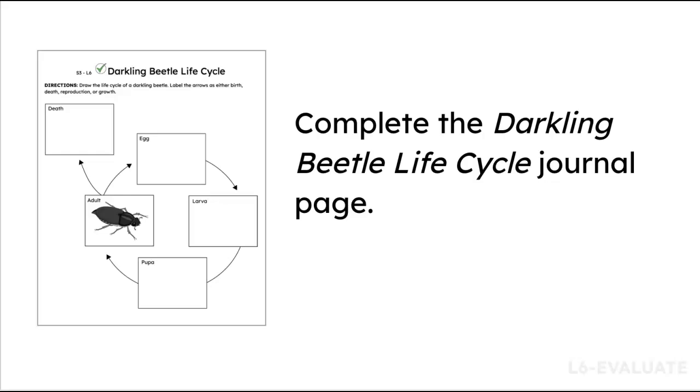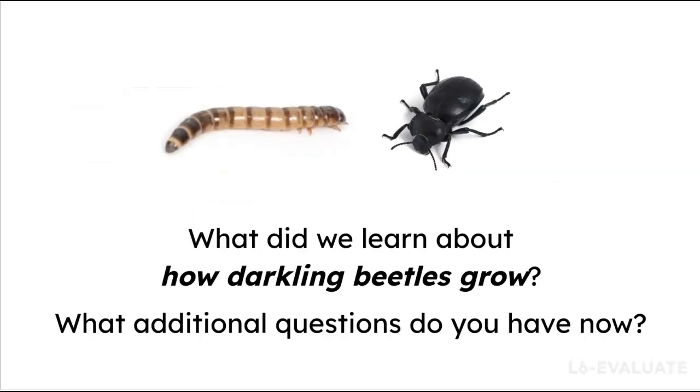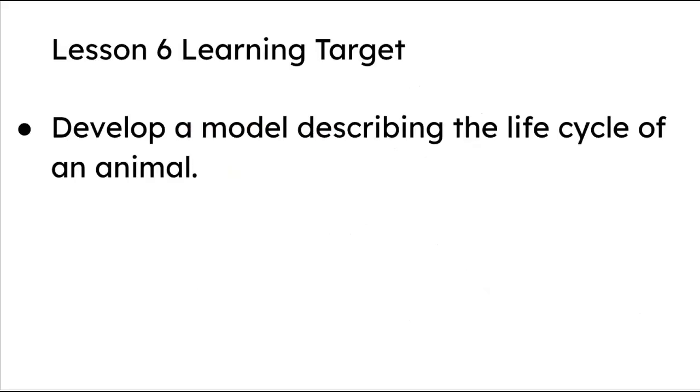For the Evaluate portion, you'll have students complete the Darkling Beetle Life Cycle student journal page. To support student sense-making across the unit, you'll orient them back to the driving question board. You'll ask students, what did we learn about how darkling beetles grow? And what additional questions do you have now?